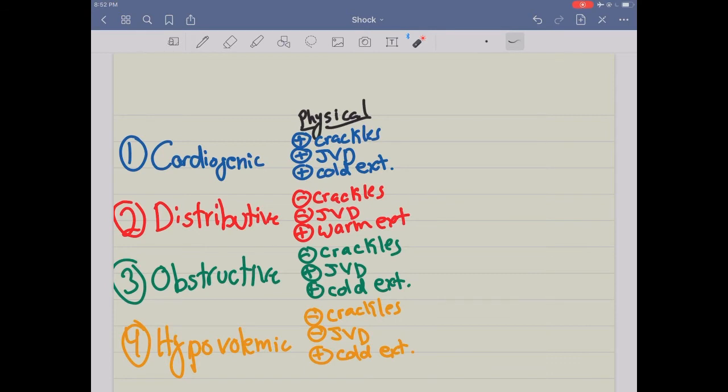Distributive shock, all this venodilation that you're having causes warm extremities. All the blood and fluid that you have in your body is being pooled in your lower extremities, which is why you get warm extremities, hot, warm extremities. Since it's in the lower extremities, you're not going to have any JVD, you're not going to have any crackles. This is our physical examination findings that really we can assess in a few minutes, hopefully. And that's the goal, because these patients that are in shock, blood pressure is 70/30, very sick patients, and we want to assess and treat them quickly and accurately.